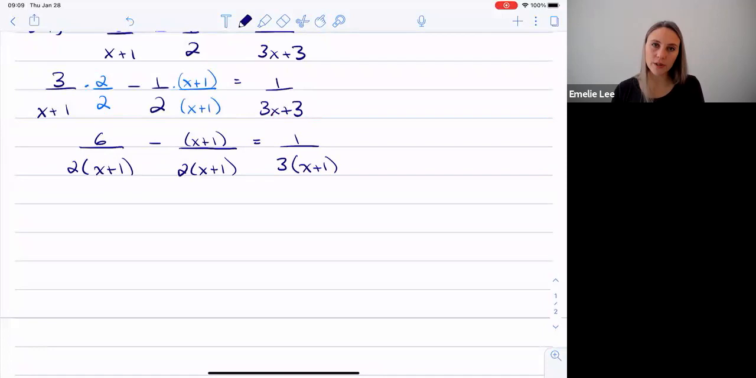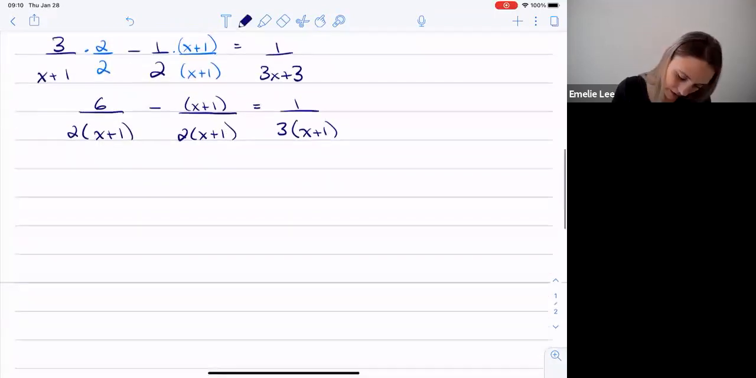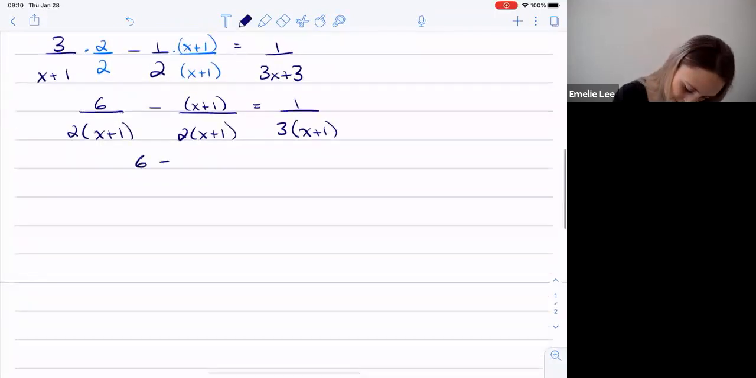So what's slowly going to happen is this thing is going to simplify and eventually we'll be able to solve for x, right? And so that's what we mean by solving this linear equation. Okay, so I can combine this into one fraction. So I have 6 minus x plus 1.